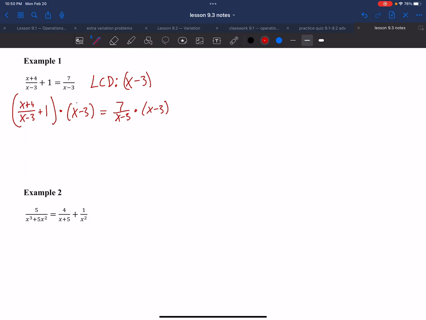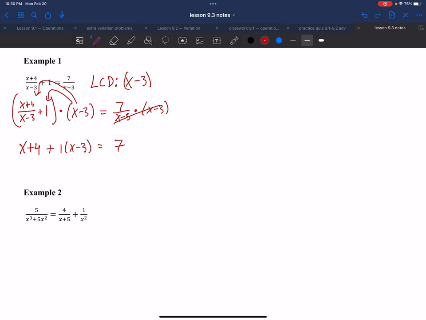Now, look, if you distribute this to x plus 4 over x minus 3, the x minus 3's cancel, and I'm just left with x plus 4. And then if you distribute it to the 1, that's just plus 1 times x minus 3, and you don't really have to write the 1 there, of course. And then the same idea here, these x minus 3's cancel, and I'm just left with 7. So you've cleared all denominators, yeah?